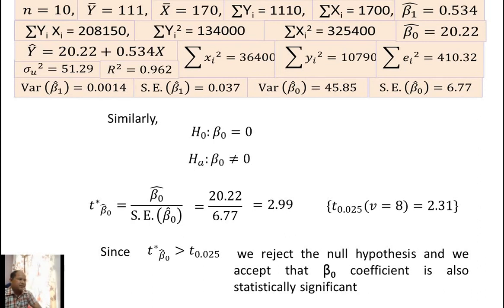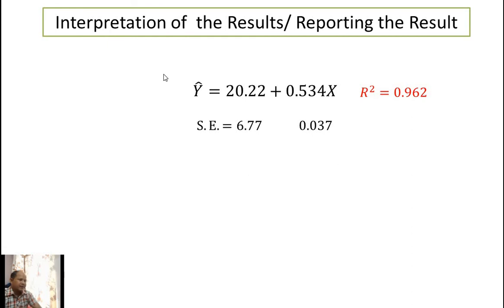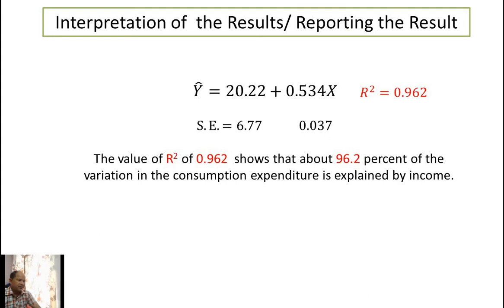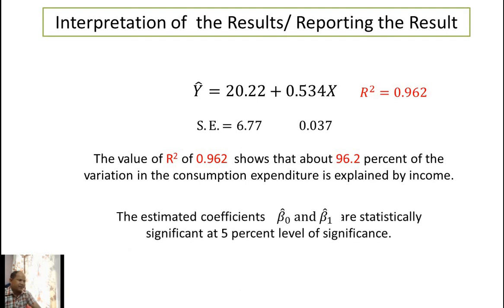Now, interpretation of the result or reporting the result. Here we have found the estimated line as y cap is equal to 20.22 plus 0.534x, where standard errors are 6.77 and 0.037 and the R square value is 0.962. So, the R square value of 0.962 shows that about 96.2% of the variation in the consumption expenditure is explained by income. The estimated coefficients beta naught cap and beta 1 cap are statistically significant at 5% level of significance.